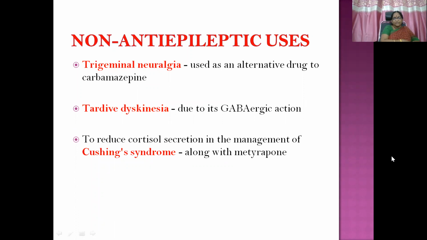Non-anti-epileptic uses: trigeminal neuralgia, tardive dyskinesia due to its GABAergic action, and to reduce cortisol secretion in the management of Cushing syndrome, along with metyrapone, it can be given. These are all non-anti-epileptic uses. So trigeminal neuralgia management is a very, very important question for postgraduate students. So all these drugs that you have to give.